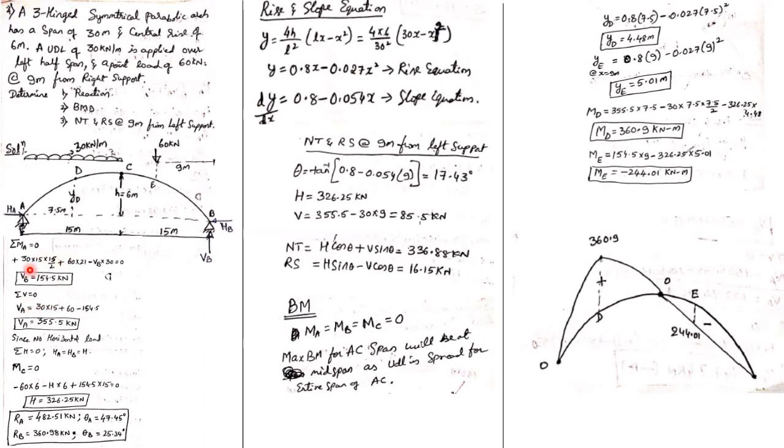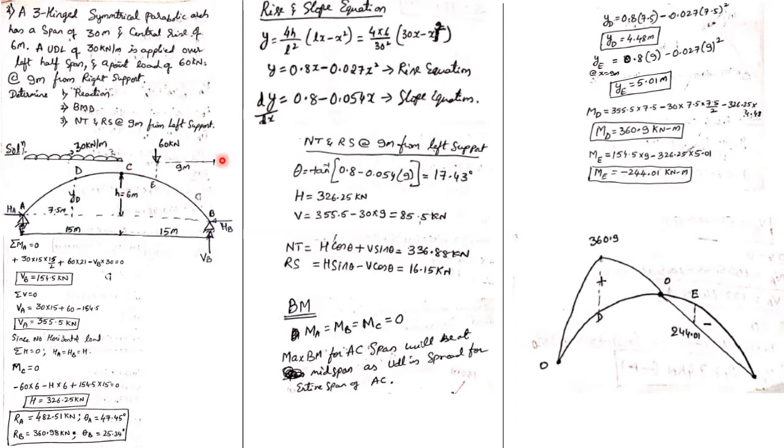Then you take summation of V equals to 0, that is VA plus VB minus 30 into 15 minus 60 is equal to 0. You will get VA. Then since no horizontal load, summation of H equals to 0, that is HA is equal to HB is equal to H. Then you take moment about C.